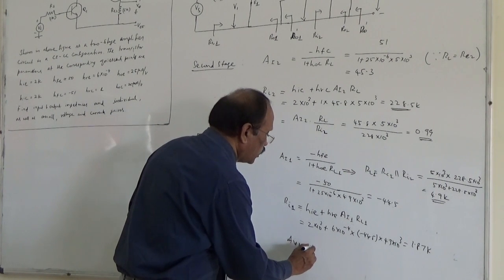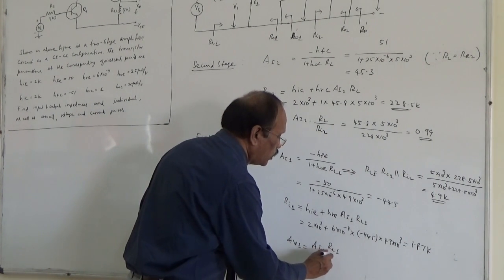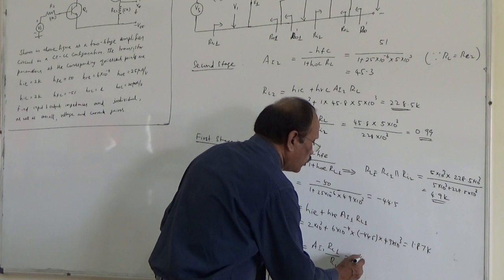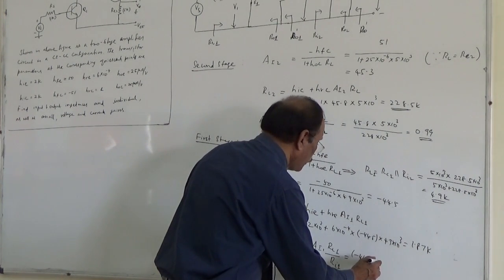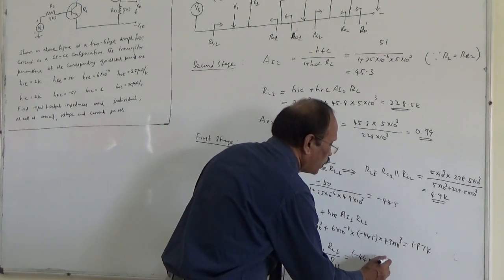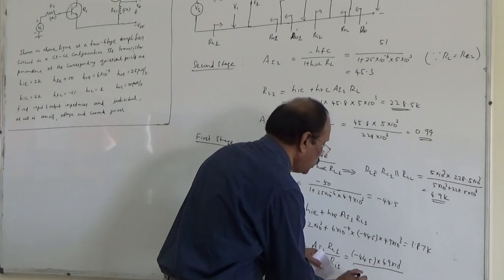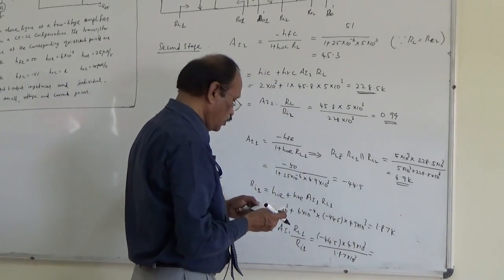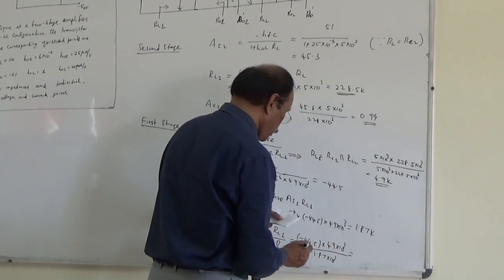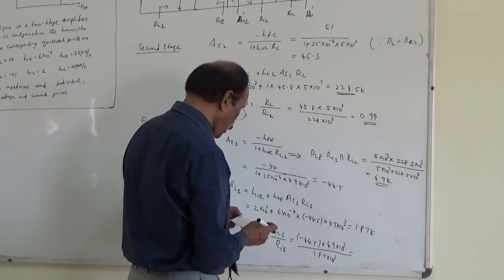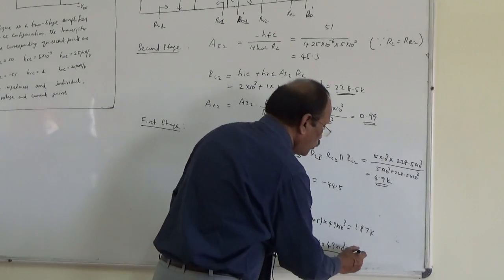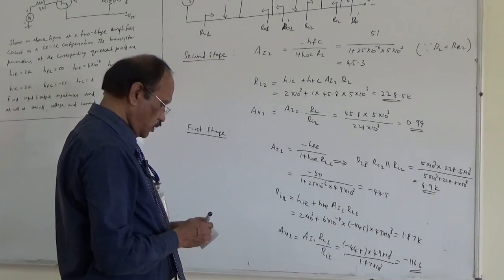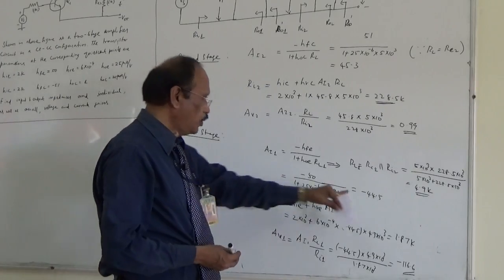Then you can determine AV1. So that's given as AI1 into RL1 divided by RI1. So we can substitute this value. AI1 is minus 44.5 into RL1 is 4.9 into 10 power 3 divided by RI1 is 1.87 into 10 power 3. So that will give you AV1 is equal to minus 116.6.